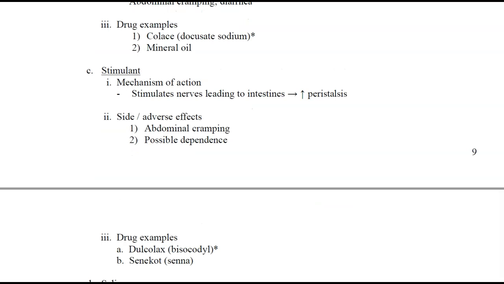It just makes it easier to evacuate. Stimulants, on the other hand, stimulate the nerves leading to the intestines, therefore increasing peristalsis, so increasing the movement of the contents in the GI tract. Side effects and adverse effects of this drug class include abdominal cramping and possible dependence.